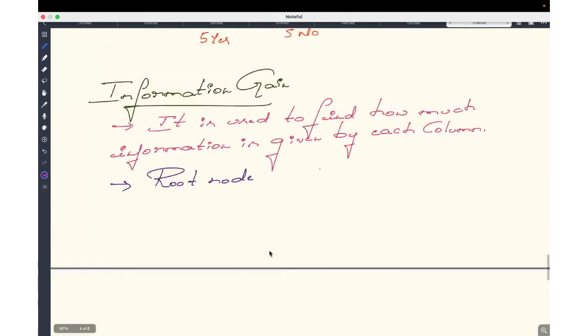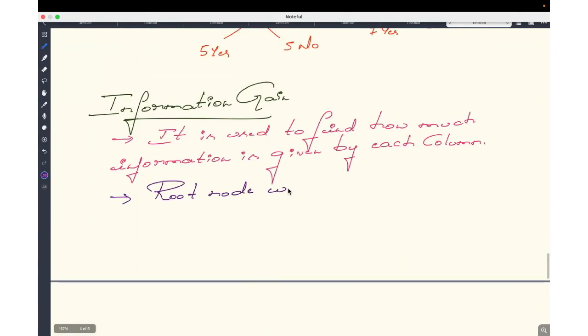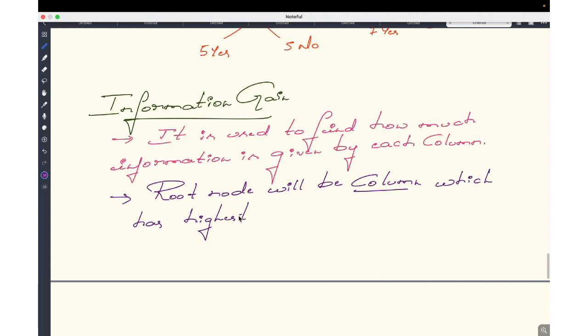So root node will be the column which has got the highest information gain. This is very much important. Highest information gain, and it has got a formula.